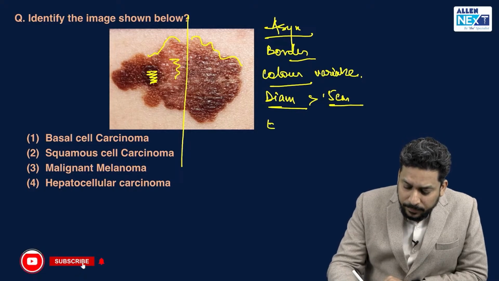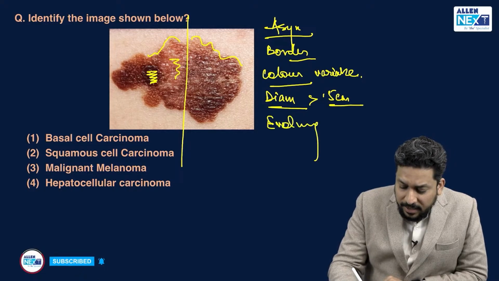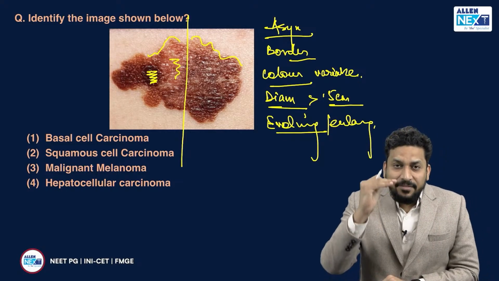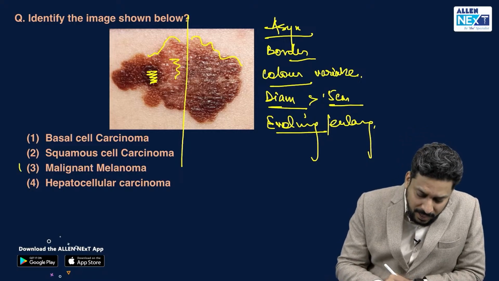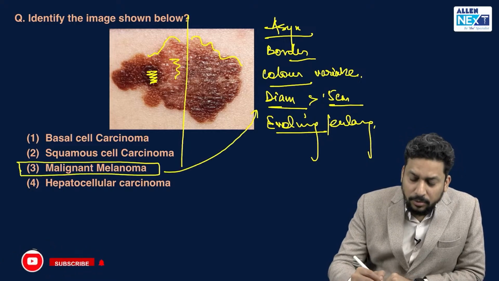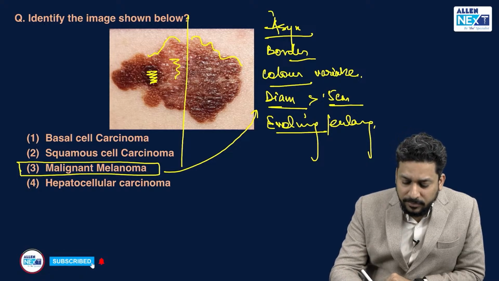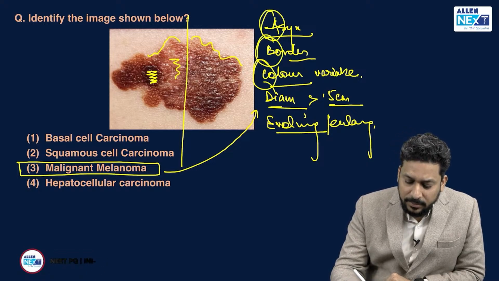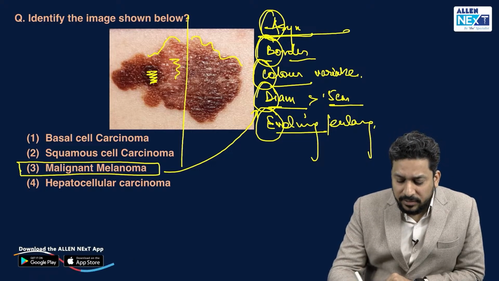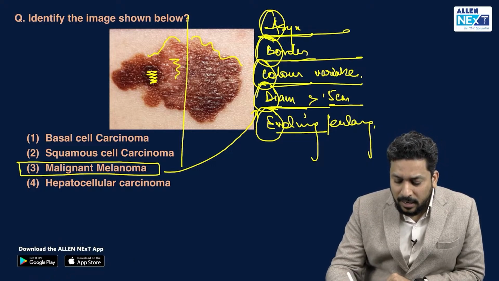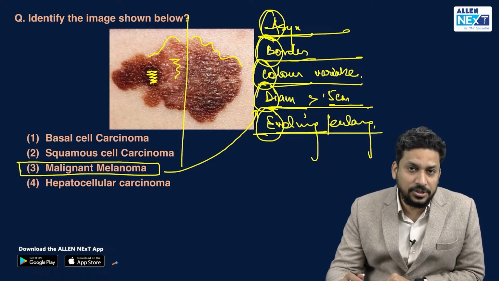And if the lesion is evolving or enlarging, or it is elevated at places, then all these points are suggestive of malignant melanoma. So melanoma can be identified with the help of these points. You can easily remember A, B, C, D, E. That is asymmetrical lesions with irregular border, variable color, large diameter and evolving lesion.